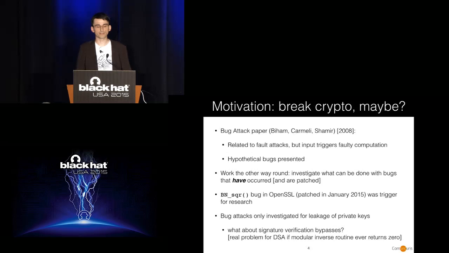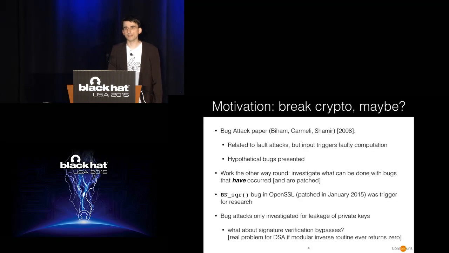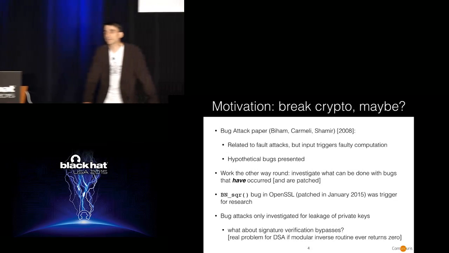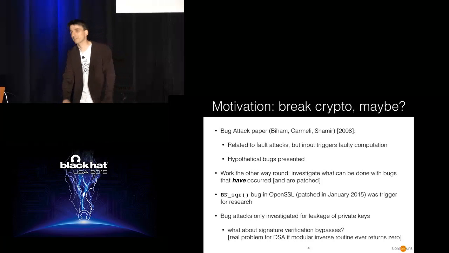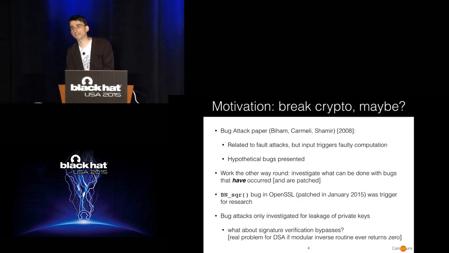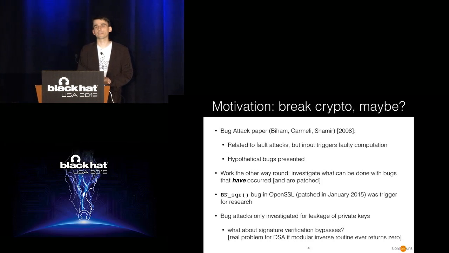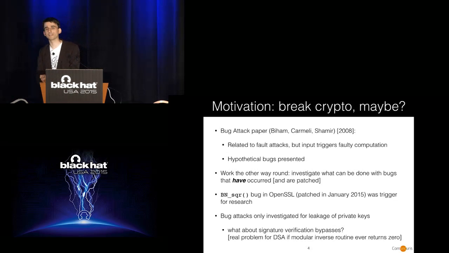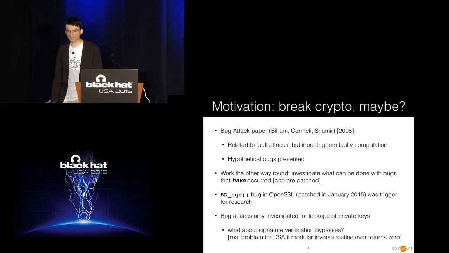So what motivated me to look into this was a paper by Biham, Carmeli, and Shamir a couple of years ago that looked into bug attacks. These are basically problems in hardware-based arithmetic that lead to miscalculations. And so this is a very, very similar issue. But the problem with this paper was that all the examples that are given in the paper are hypothetical. So the only bug that is mentioned that is not hypothetical is Intel's fdiv bug, but that doesn't apply to the examples that they give.